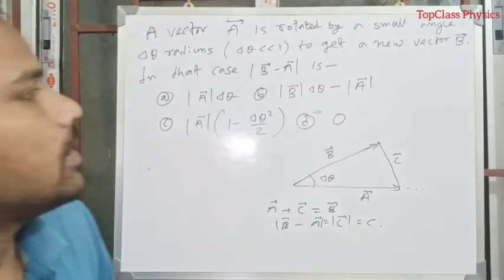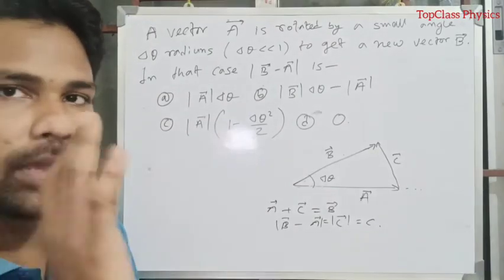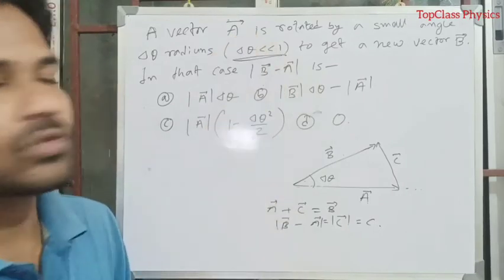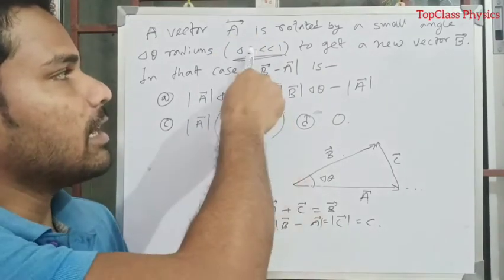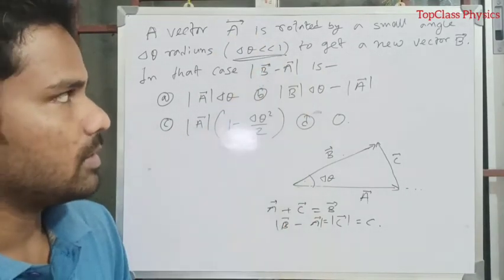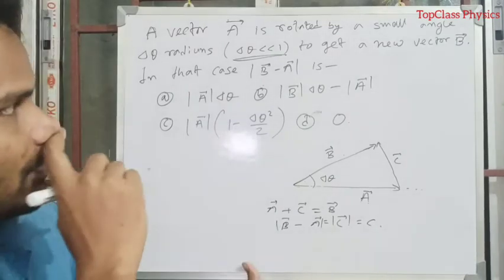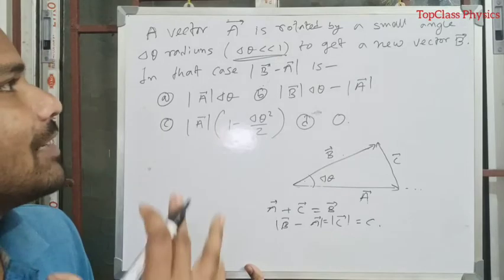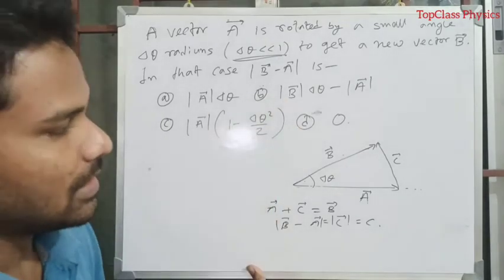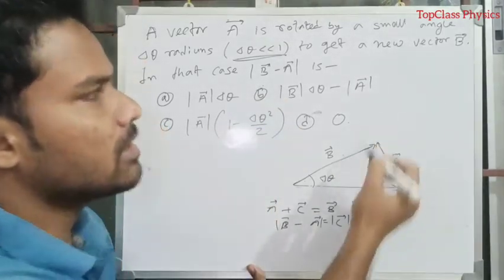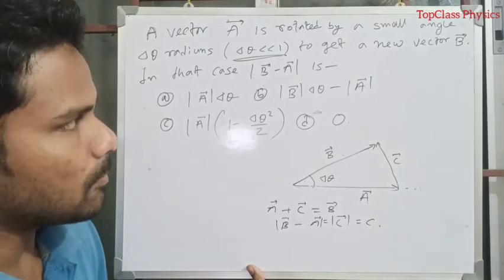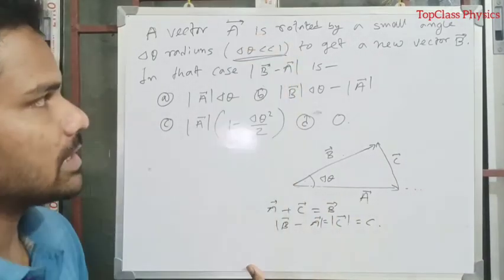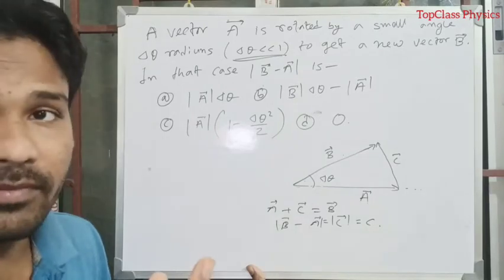The main key point of this question is here. This portion is very important: del theta is much less than 1. If it were not present, this length may be bigger, and our calculation would be much more difficult. But with this condition, our calculation becomes very easy.